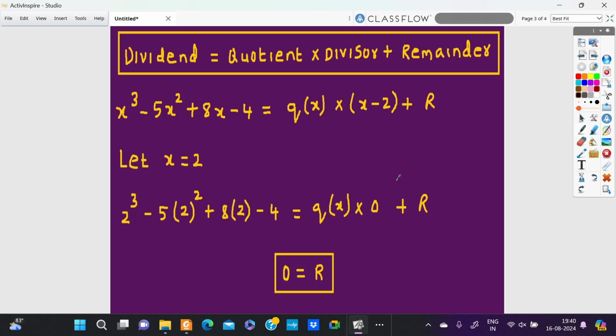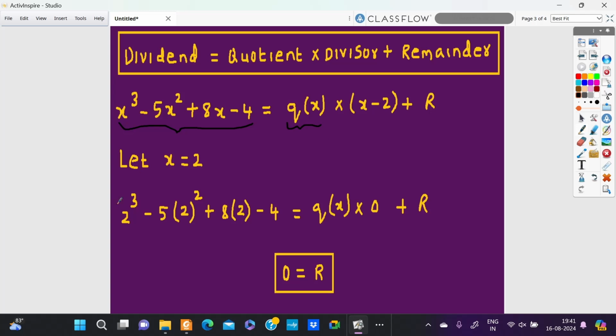Assume that you have not done the long division and you are not aware of the quotient and the remainder. The only thing given is what? The cubic expression or the cubic polynomial, which we consider to be the dividend. Your polynomial, which is the dividend, is equal to q of x, the quotient. I just use q because it's quotient. I could use any unknown, it doesn't matter.